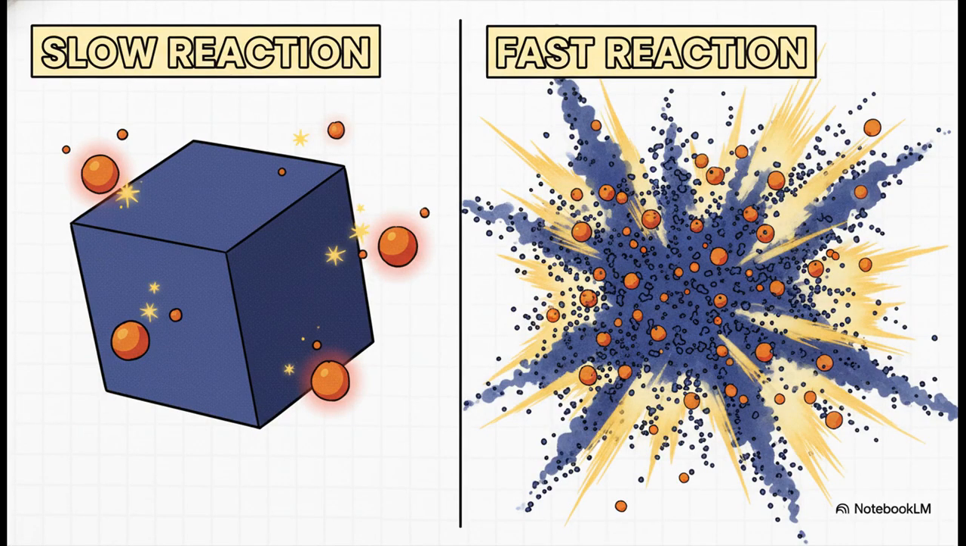So first up is size, and this is really all about surface area. Picture a solid cube of sugar. A reaction can only happen on the outside surfaces of that cube. But what if you take a hammer and smash that cube into a fine powder? All of a sudden, you've exposed all of that inside area. You have way more surface for the reaction to happen on, and so it goes way faster.